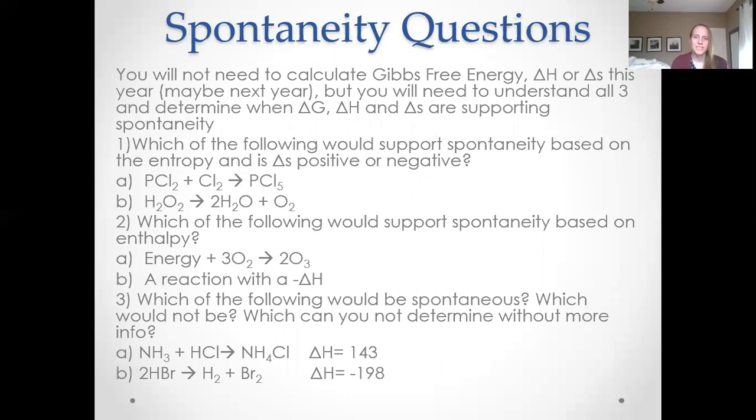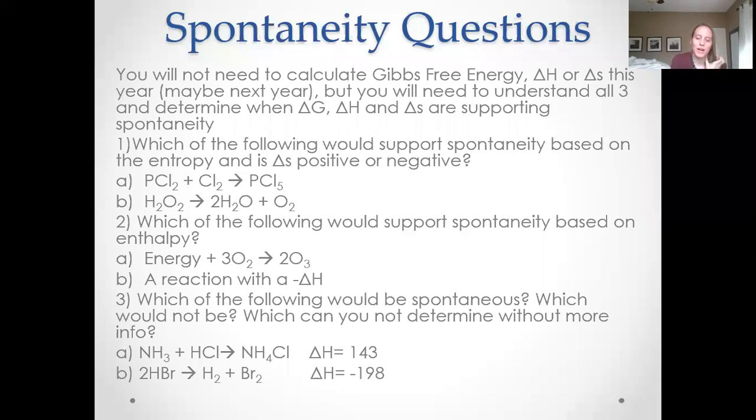So these are some spontaneity questions. Again, don't actually do any calculations. Just say for each of these whether or not they support spontaneity or not. For question 1, say whether the delta S is positive or negative. For question 2, say whether that would be spontaneous or not. Okay, so pause and then come back for the answer.